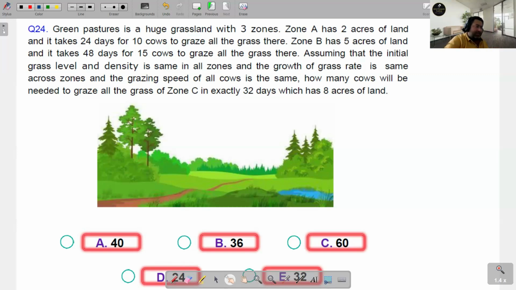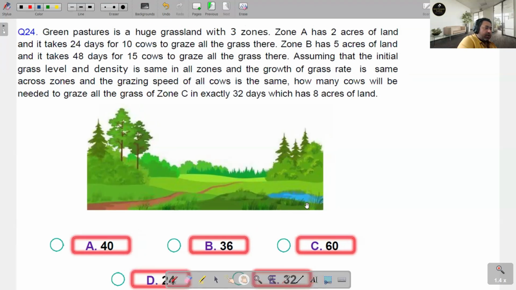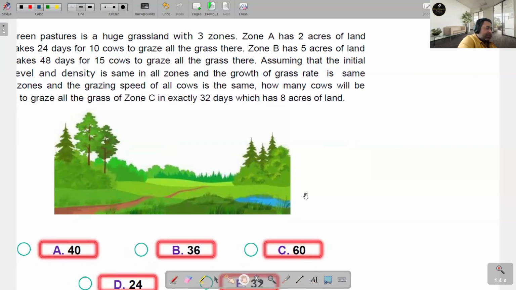Okay, so let's understand a few things here. The more the area, the more the grass will be there, right? If there are 2 acres of land and 5 acres of land, of course the 5 acres of land will have 2.5 times of the grass, correct? Initial grass to start with. Okay, all right. Now we'll fix up a few variables here, and let's understand the concept.